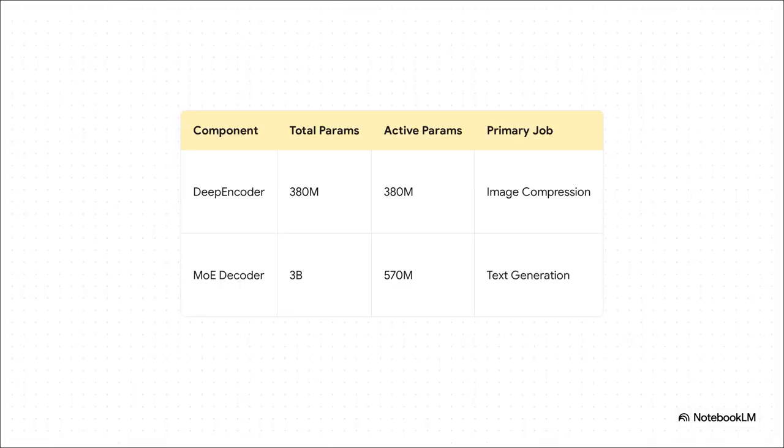Now this is where the design gets really smart. Look at that MOE decoder. It has a whopping 3 billion parameters, which gives it some serious brain power. But, and this is the key, it uses something called a mixture of experts system.